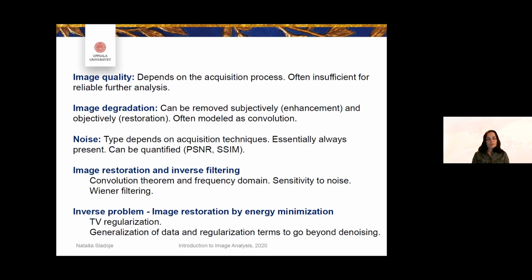So, as we said, enhancement means that we are removing degradations, more relying on our subjective criteria. We want images to look better in some sense, or we want to perform restoration, which means that we would like our images to simply be what they were supposed to be before they were degraded during the acquisition.